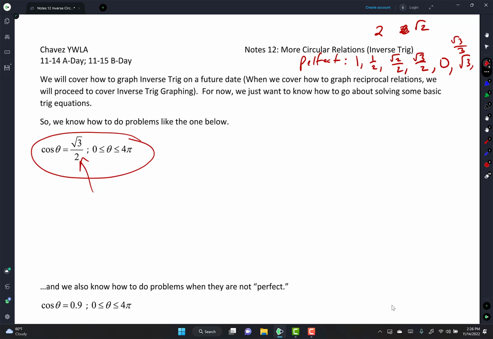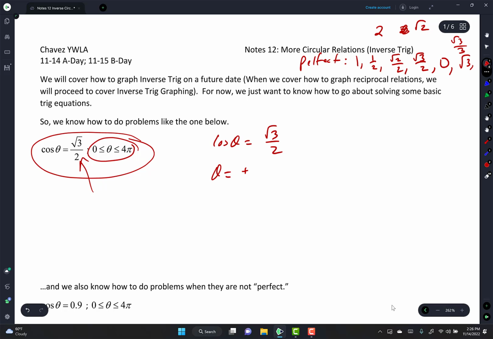Ready for this one? So I have cosine theta equals square root of 3 over 2, and I want all the answers between 0 and 4 pi. So what would you do? Usually you get theta by itself by doing the inverse. So you write plus minus arc cosine square root of 3 over 2 plus 2 pi n.